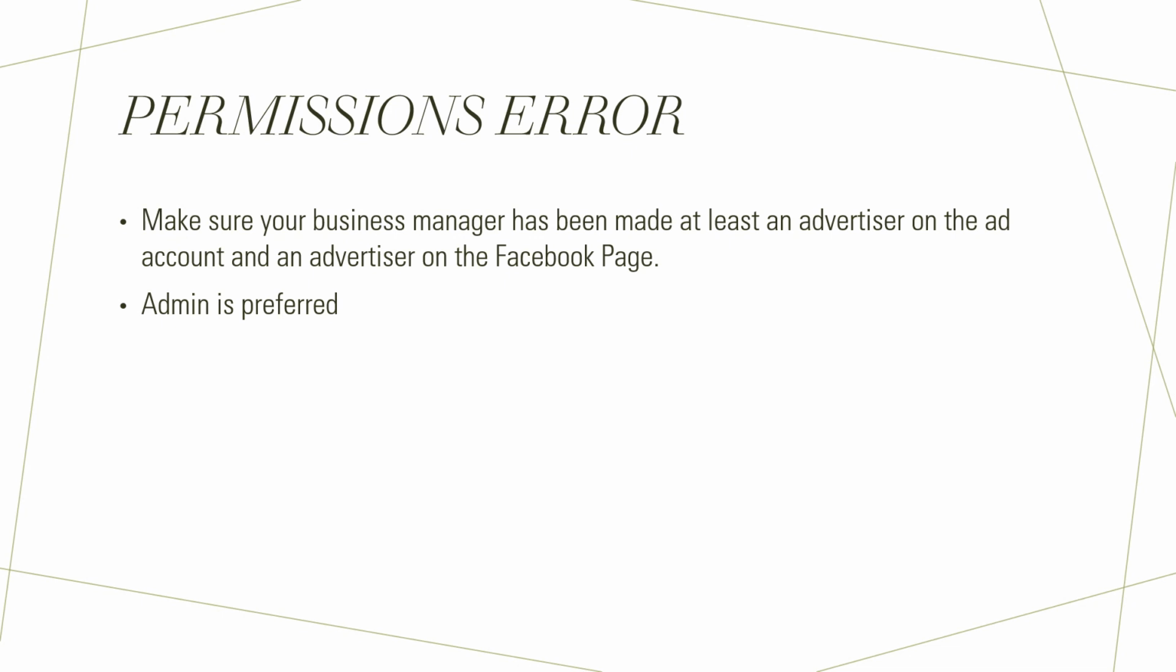The next one that you'll get is the permissions error. This one's going to come up most for those of you doing Facebook lead gen forms, but it does occasionally happen for just regular campaign publishing. Basically, when you get a permissions error, you don't have enough permissions on either the Facebook ad account or the Facebook page to complete the campaign build out. So in order to get around that, make sure that you're at least an advertiser on the ad account and an advertiser on the Facebook page. But being an admin is preferred because you're able to just get access to everything.